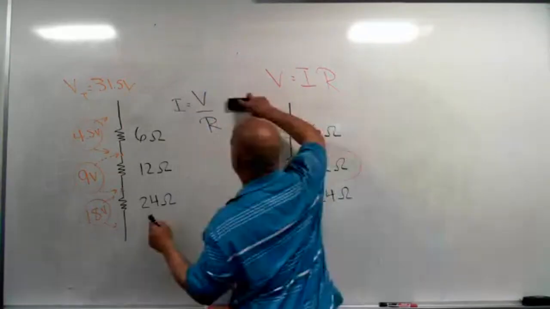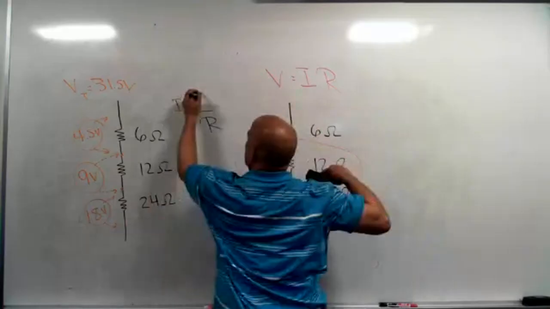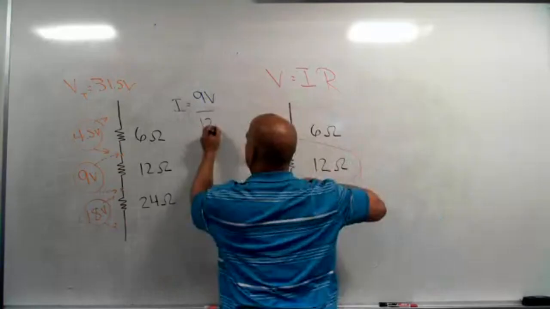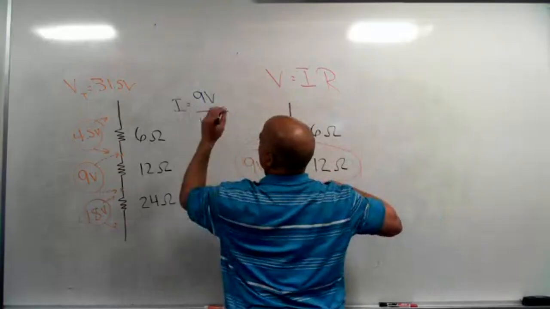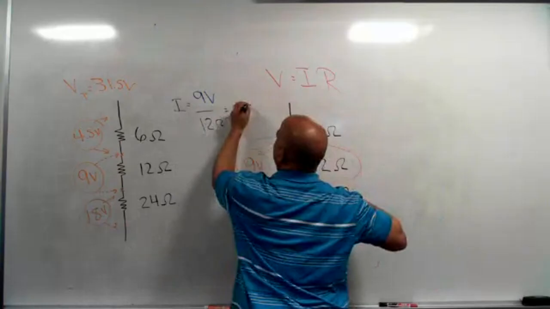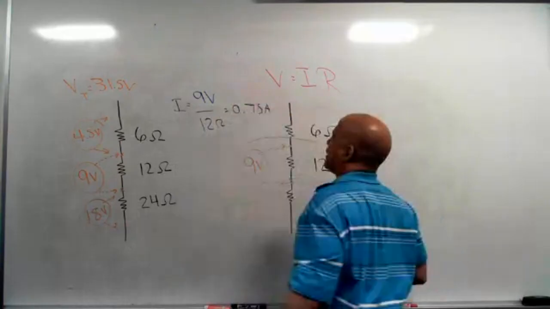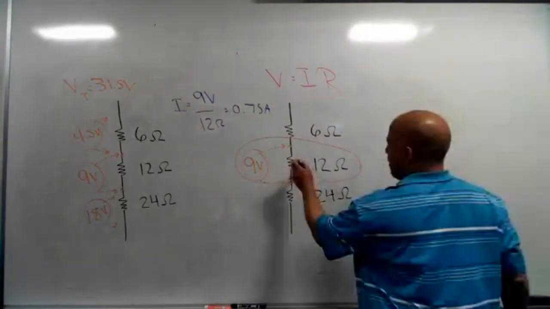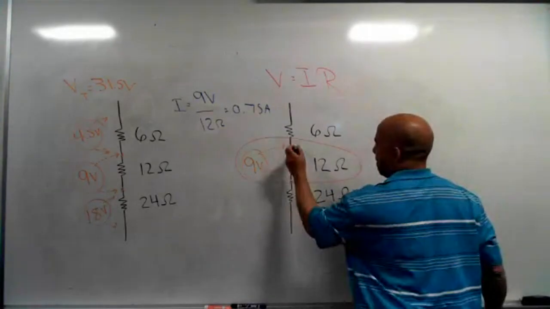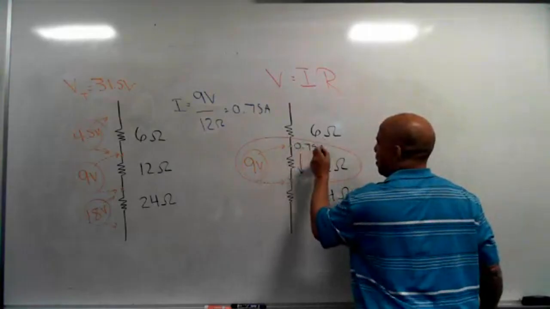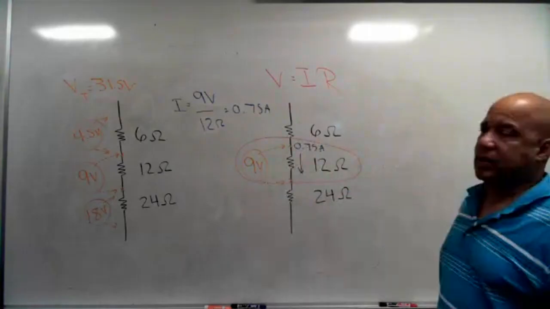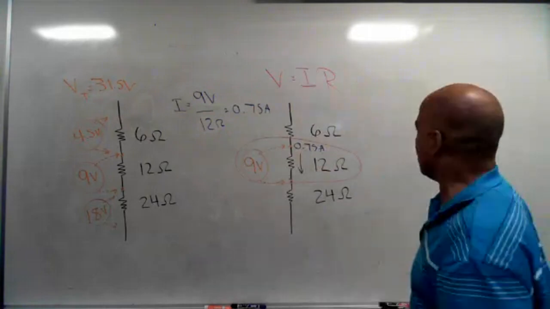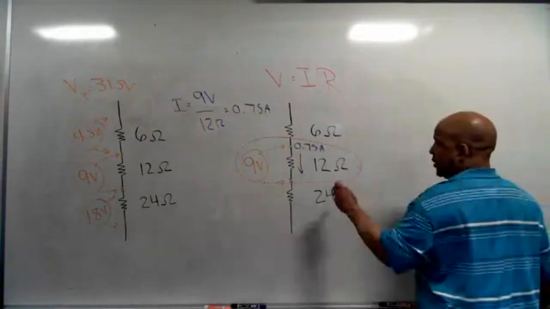We've got 9 volts, and that 9 volts is across 12 ohms. Is that 0.75? That's 0.75 amps, so that 0.75 is right here. But since this is a series circuit, whatever current is here is everywhere in the circuit. So I really know the current through every resistor.